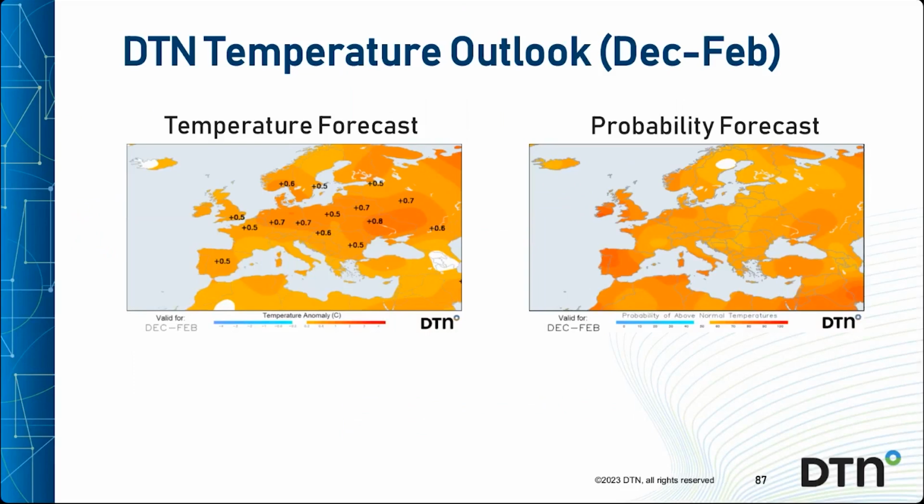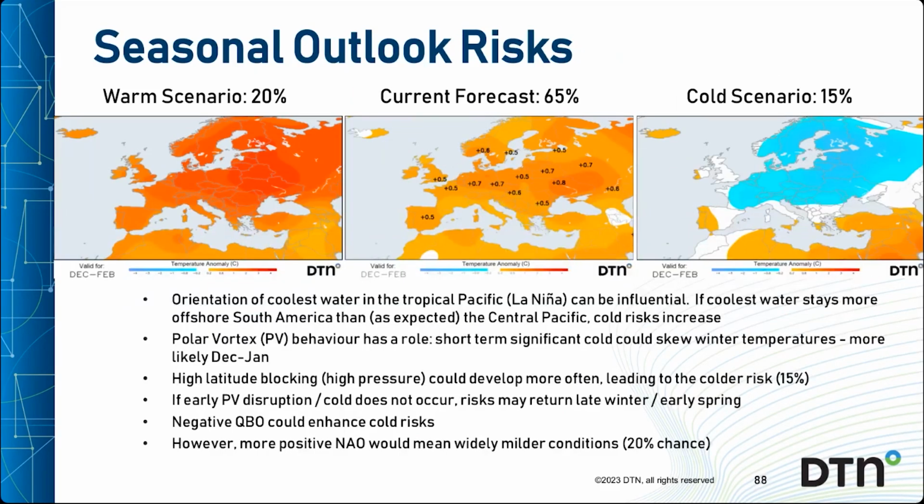But again, we need to bear in mind the occasional colder risks. We run several alternate scenarios, and the warmer one naturally is even warmer than the forecast, while the cooler scenario depicts below average temperatures quite widely. The warmer alternate scenario has slightly higher probability on the understanding that any cold outbreaks will be relatively short-lived. But we must keep in mind the factors leading to potential colder risks early winter or possibly early spring.